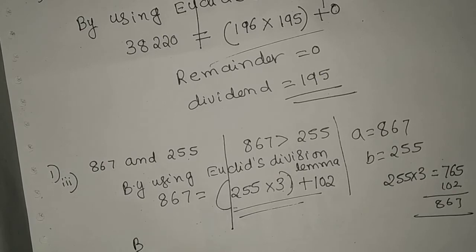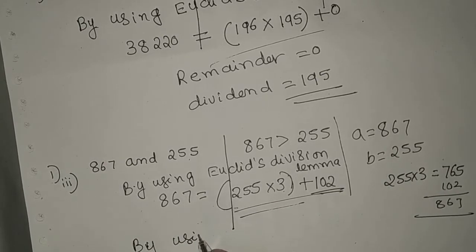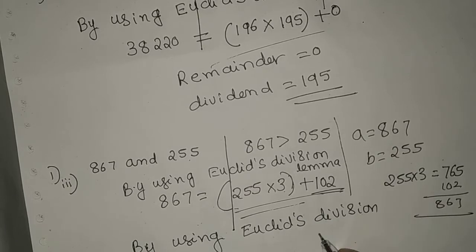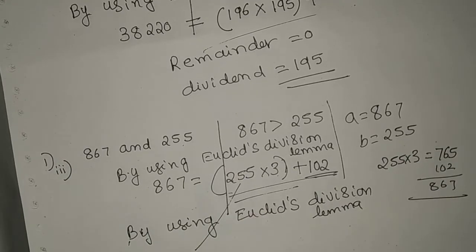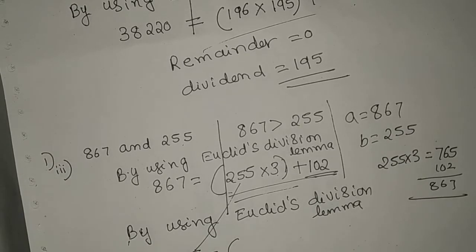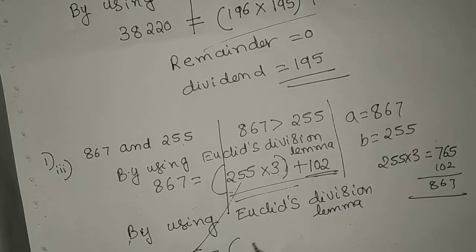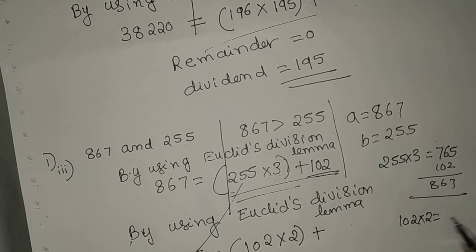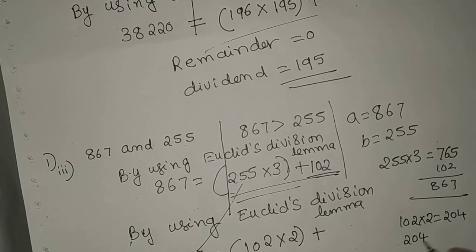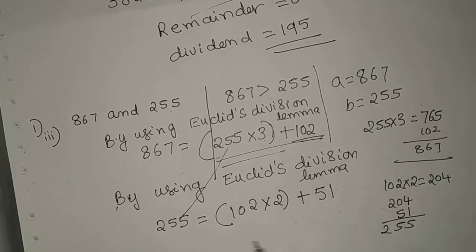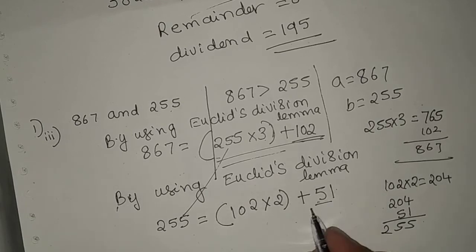Next step again: since this remainder is not 0, again using Euclid's division lemma, we take 255 as the dividend and the divisor is 102. 102 into 2 is 204, and 204 plus 51 is 255. Therefore we write 51 here. Here also the remainder is not 0.